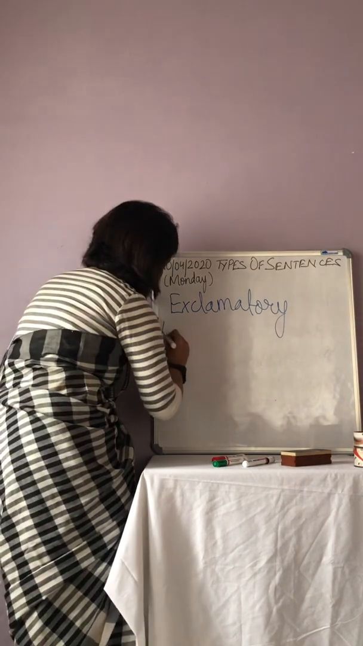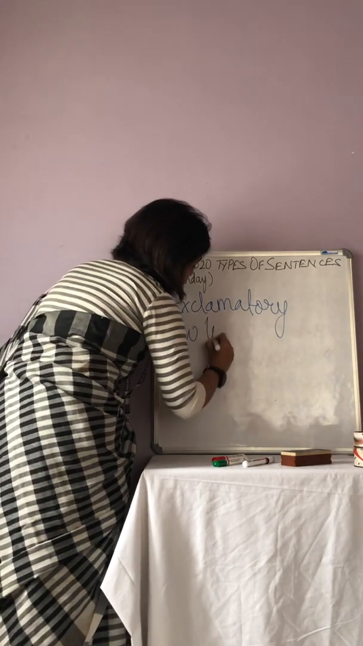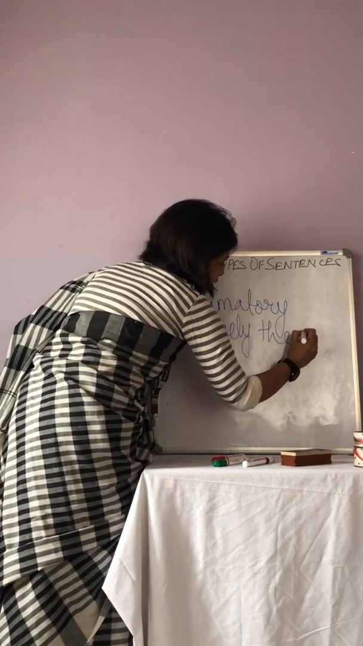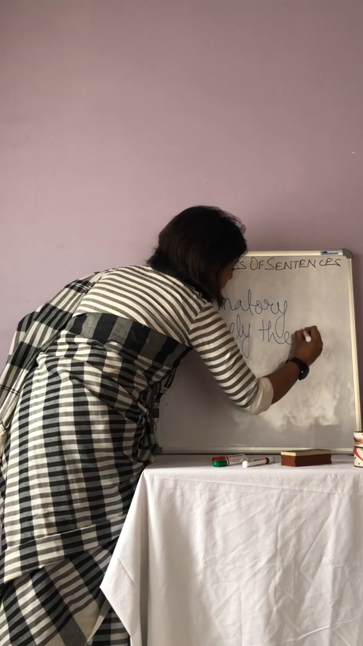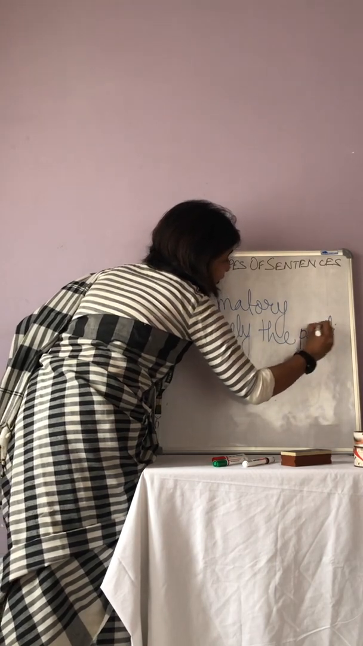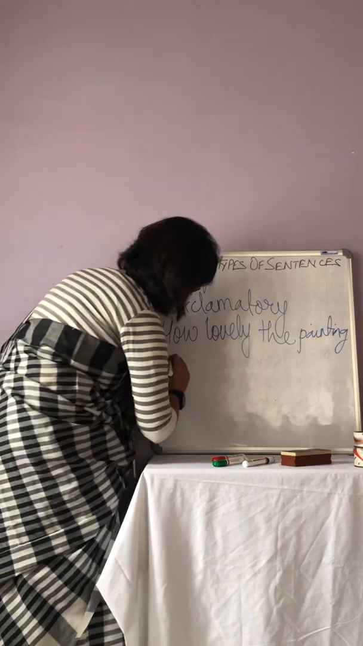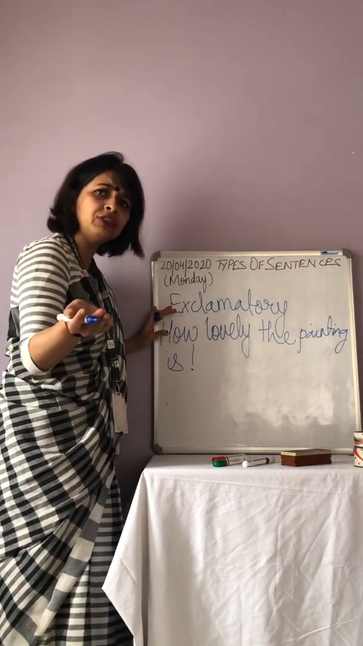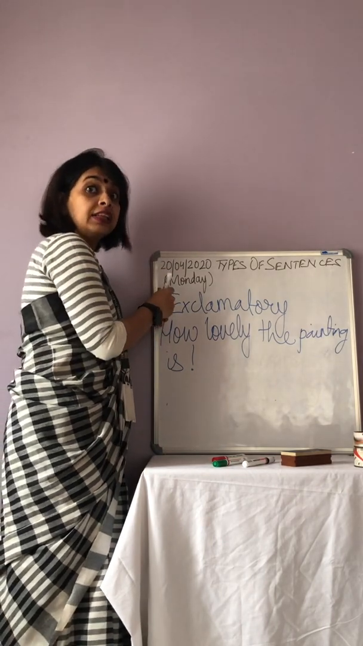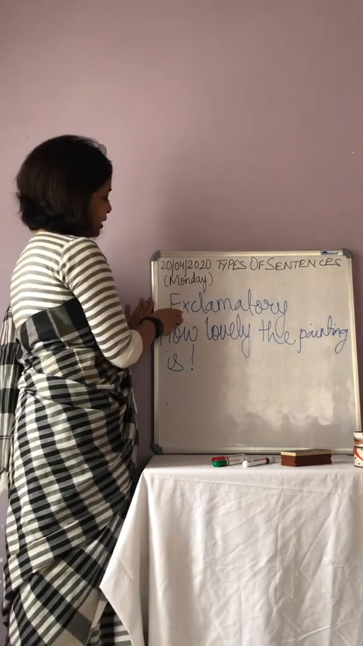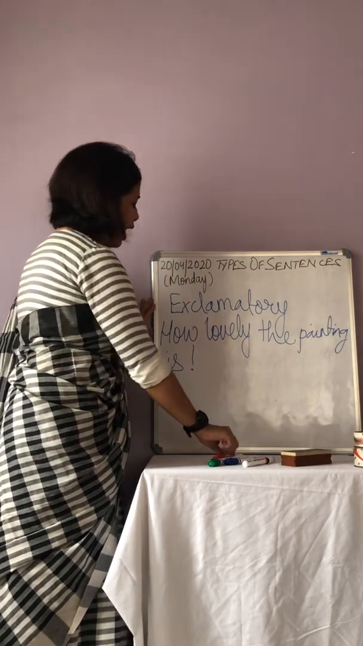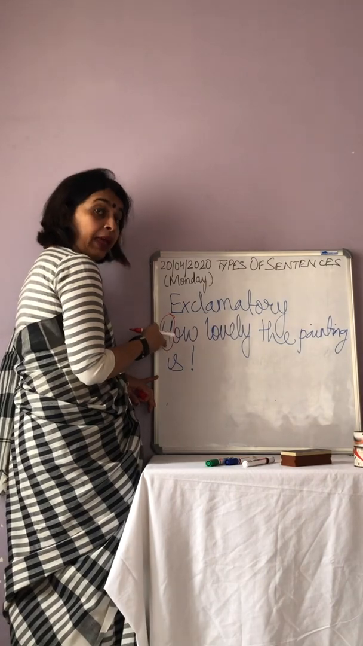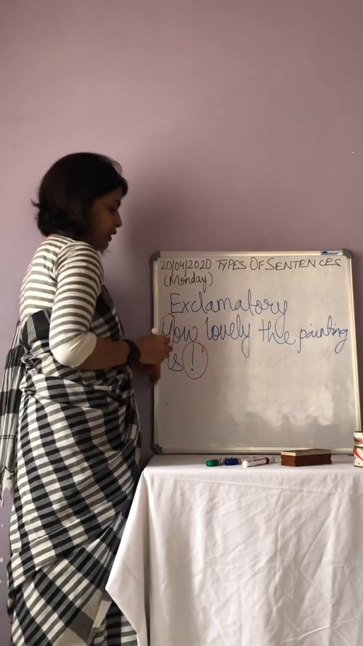So, how lovely the painting is. Okay? How lovely you sing. How wonderful she recites. So, all these are examples of exclamatory sentences. Now, how? How? H is capital. Have you seen? It begins with a capital letter and it ends with an exclamation mark.